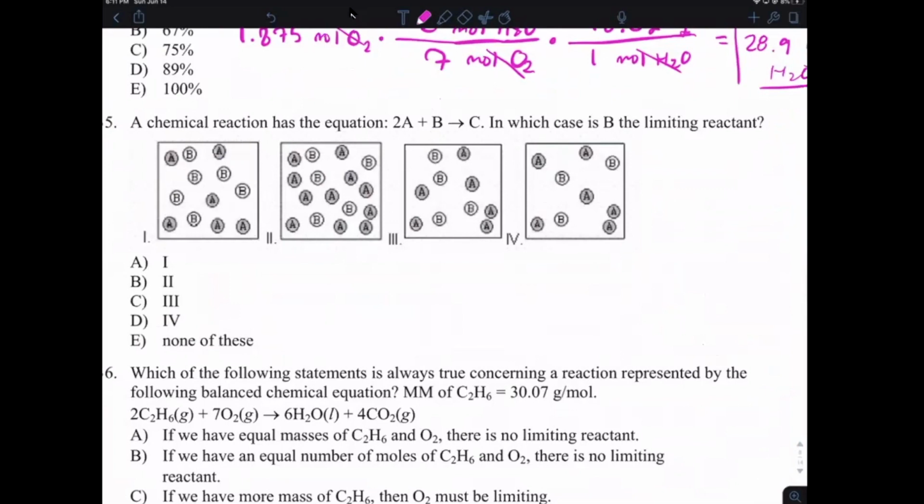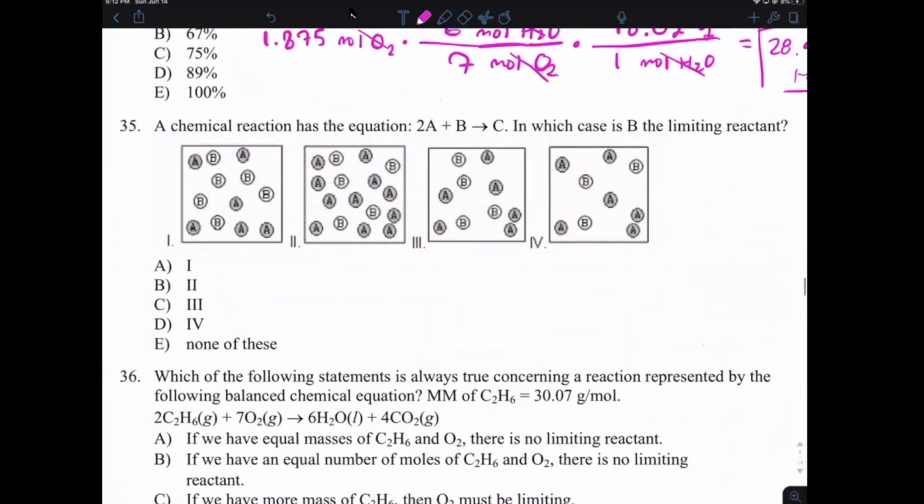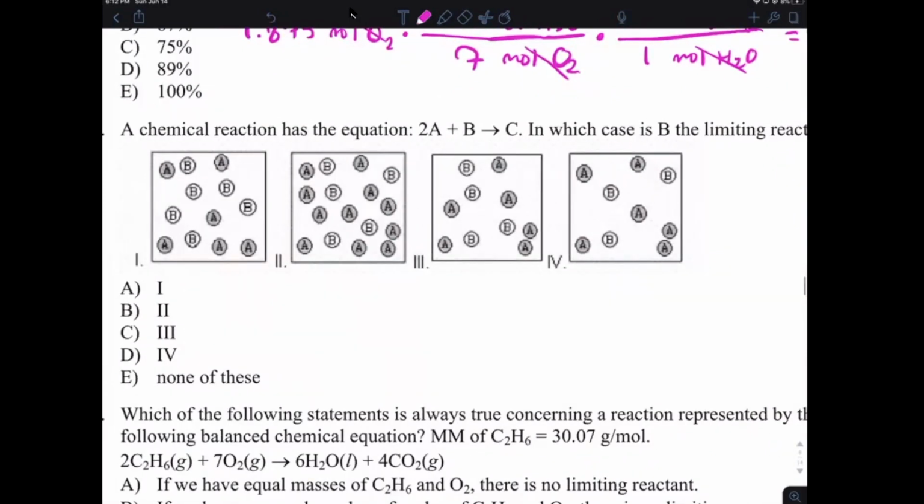All right, so it tells us a chemical reaction has the equation 2A plus B goes to C. In which case is B the limiting reactant? Let's just look at the pictures and see which one makes sense. Let's count out how many A's there are and how many B's and how many C's, or just how many B's.